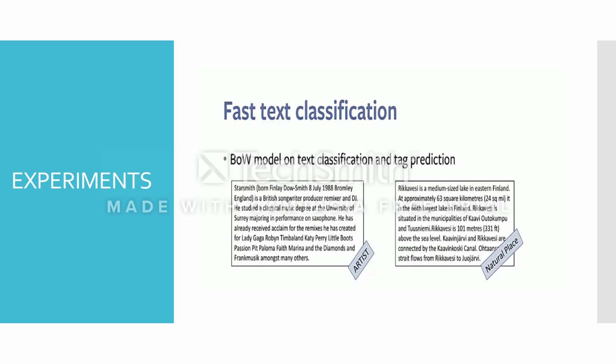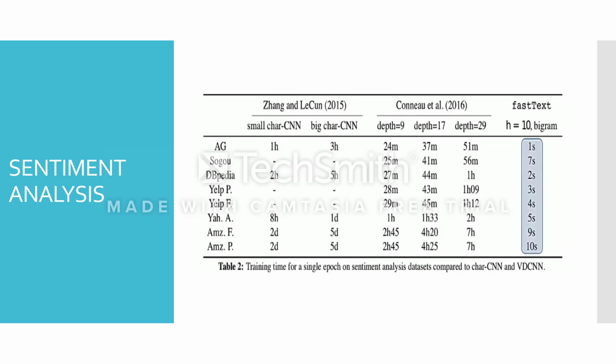One is text classification. Given a body of text, it says, yeah, this is an artistic work. And then tag prediction. Twitter and other social media use tags, so reading a block of text, it's able to predict its tag as well. So these are the sentiment analysis experiments performed. As you can see, these are the various data sets on the left hand side: there's Yelp, Amazon, Yahoo, Sogou, AG.